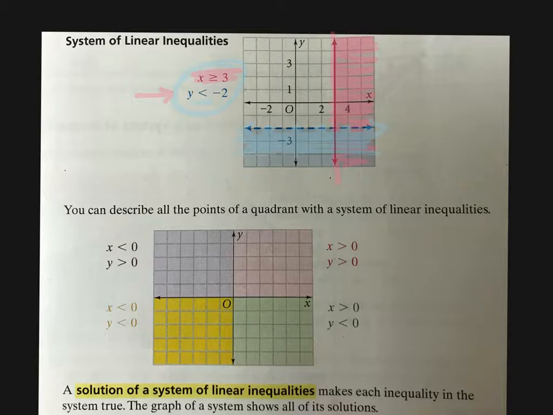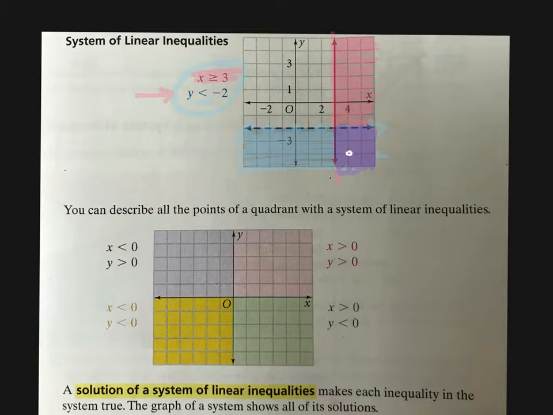Well, let's shade my blue. I've shaded my pink, so it was everything to the right. My blue gets shaded, and it's everything underneath that's less than -2. Then I need to find where my areas overlap. Hopefully you see here that where pink and blue overlap is purple. So anything in the purple area is going to be a solution to both inequalities. I have to find solutions that will solve both.